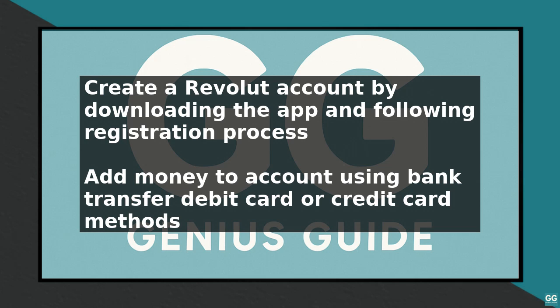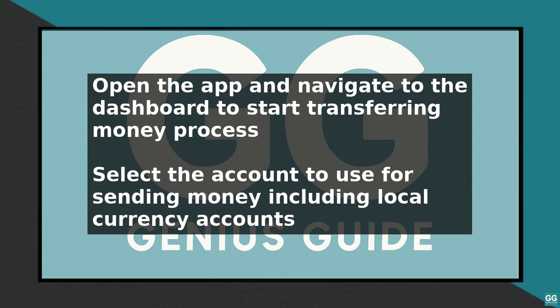The first step in transferring money using Revolut is to open the app and navigate to the dashboard. From there, you can select the account you want to use to send money, which can be your local currency account or any other currency account you have. Next, you need to add the recipient's details, which include their name, email address, and phone number. You can also add a message to the transfer, which can be useful for identifying the purpose of the transfer.